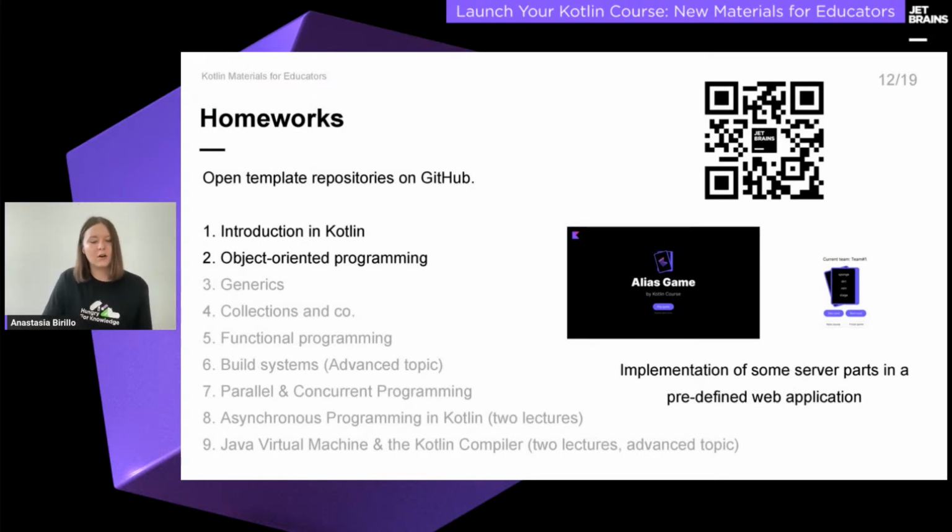Okay, consider all the homework that we have. The first homework covers the first 2 lectures and requires you to implement some server parts and predefined web applications to create a very famous card game. The game is Alias, and you can find this repository by the QR code on this slide.